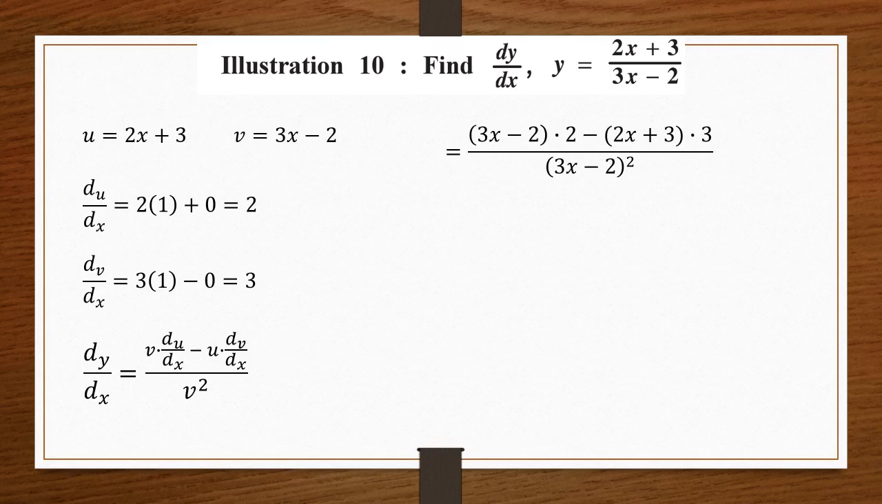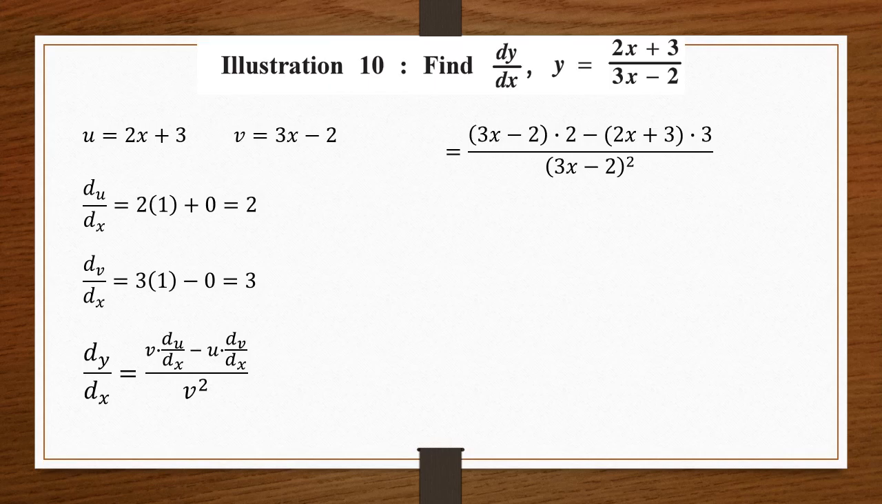Then du upon dx, cross multiplication is there. So v and du upon dx, that is 2, is multiplied, then u is multiplied with dv upon dx, that is 3. And in the division we have to write the whole square of the v value. But remember, in the division we don't have to simplify, we will keep this same value till the very end.